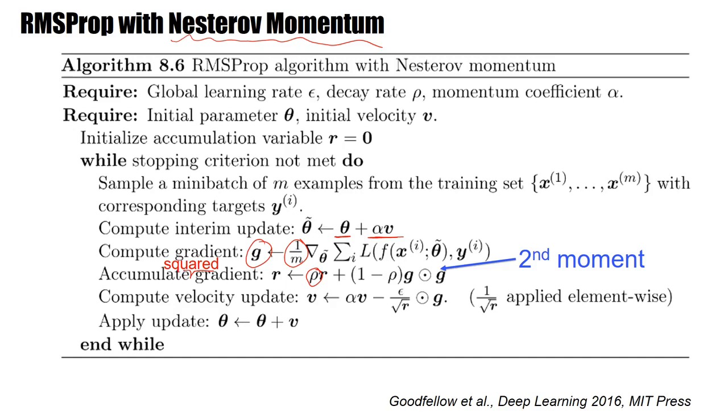Then we calculate the new update, the real update, which is the gradient divided by the square root of r, and there should be again a 1 plus delta, this small control parameter, and in the end the whole thing is updated with this value. So the Nesterov momentum comes in by the fact that we always evaluate at this interim update location.